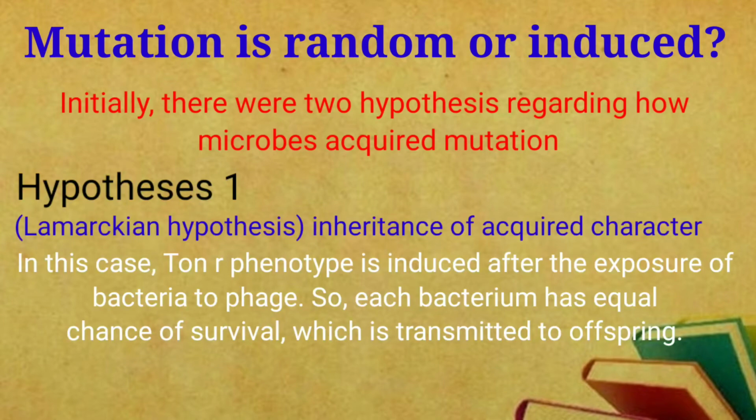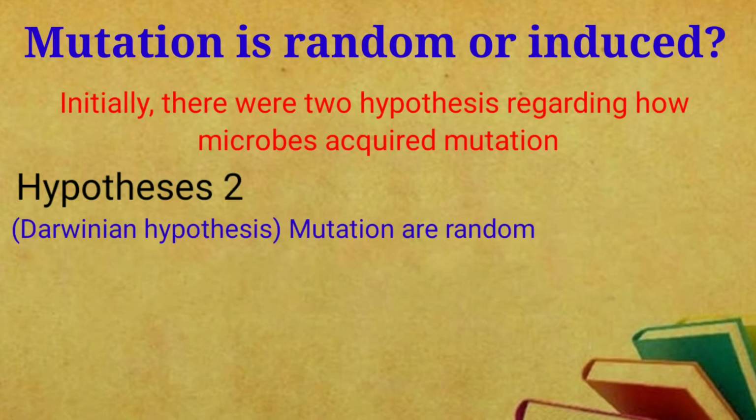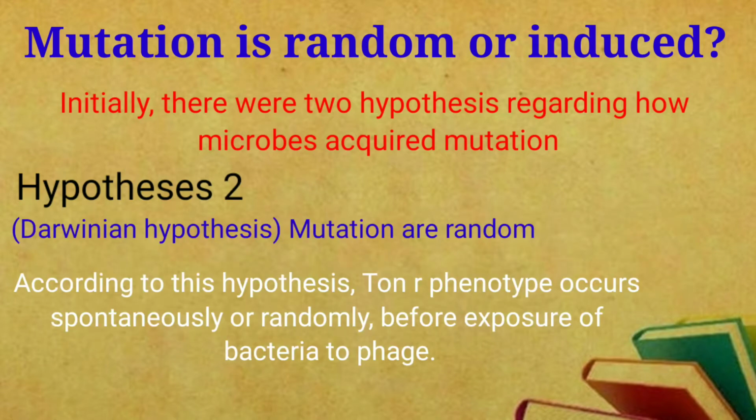Hypothesis 1 is called Lamarckian hypothesis. It states that characters are acquired and it's inherited. In this case, T1 resistant phenotype is induced after the exposure of bacteria to phages. So each bacterium has equal chance of survival, which is transmitted to offspring. And hypothesis number 2 is called Darwinian hypothesis. According to this hypothesis, T1 resistant phenotype occurs spontaneously or randomly before the exposure of bacteria to phages.